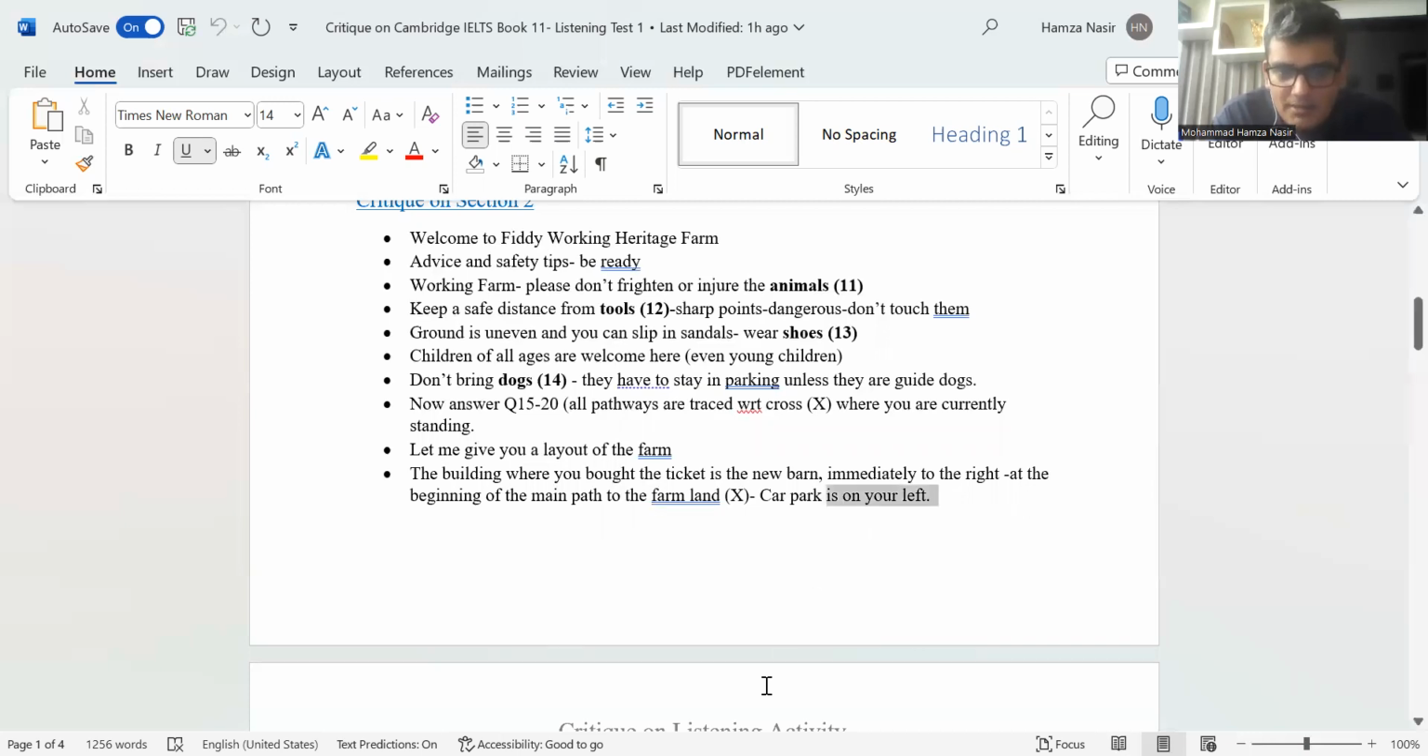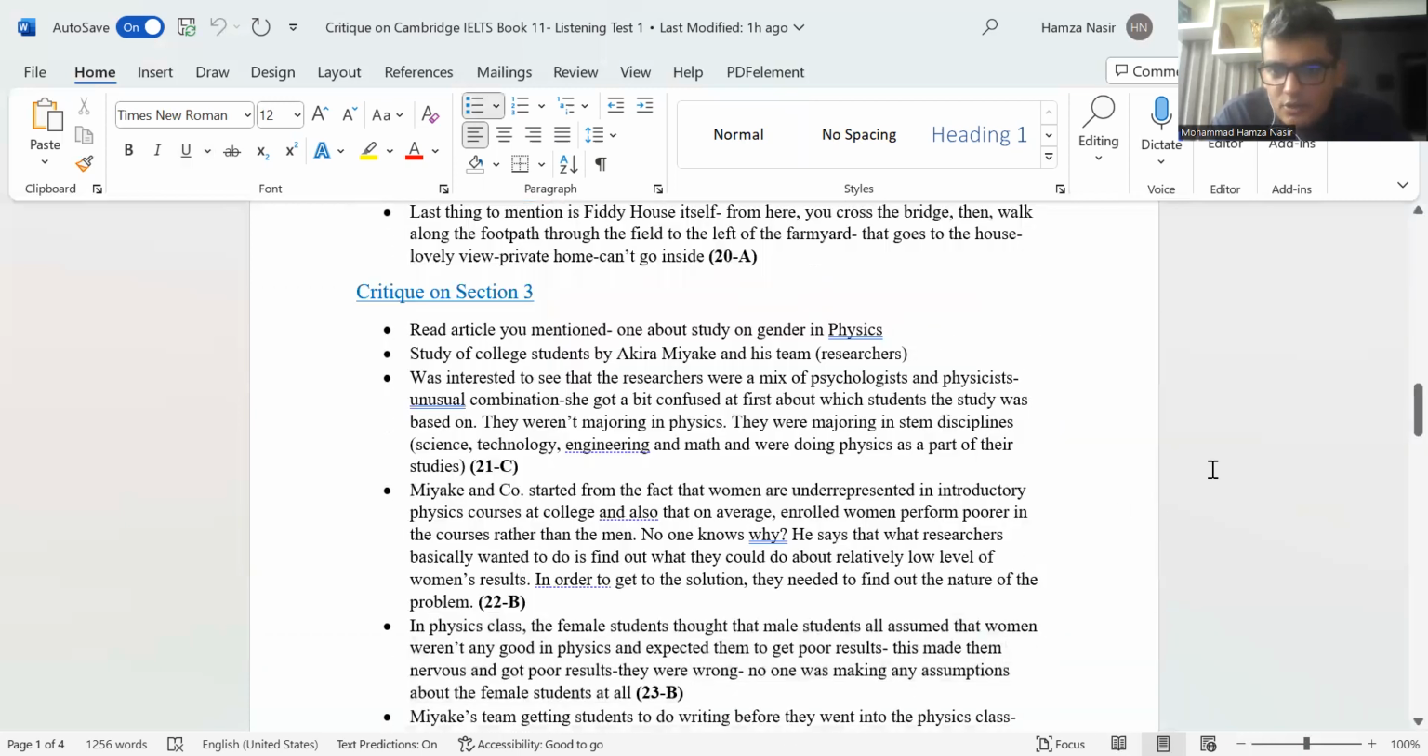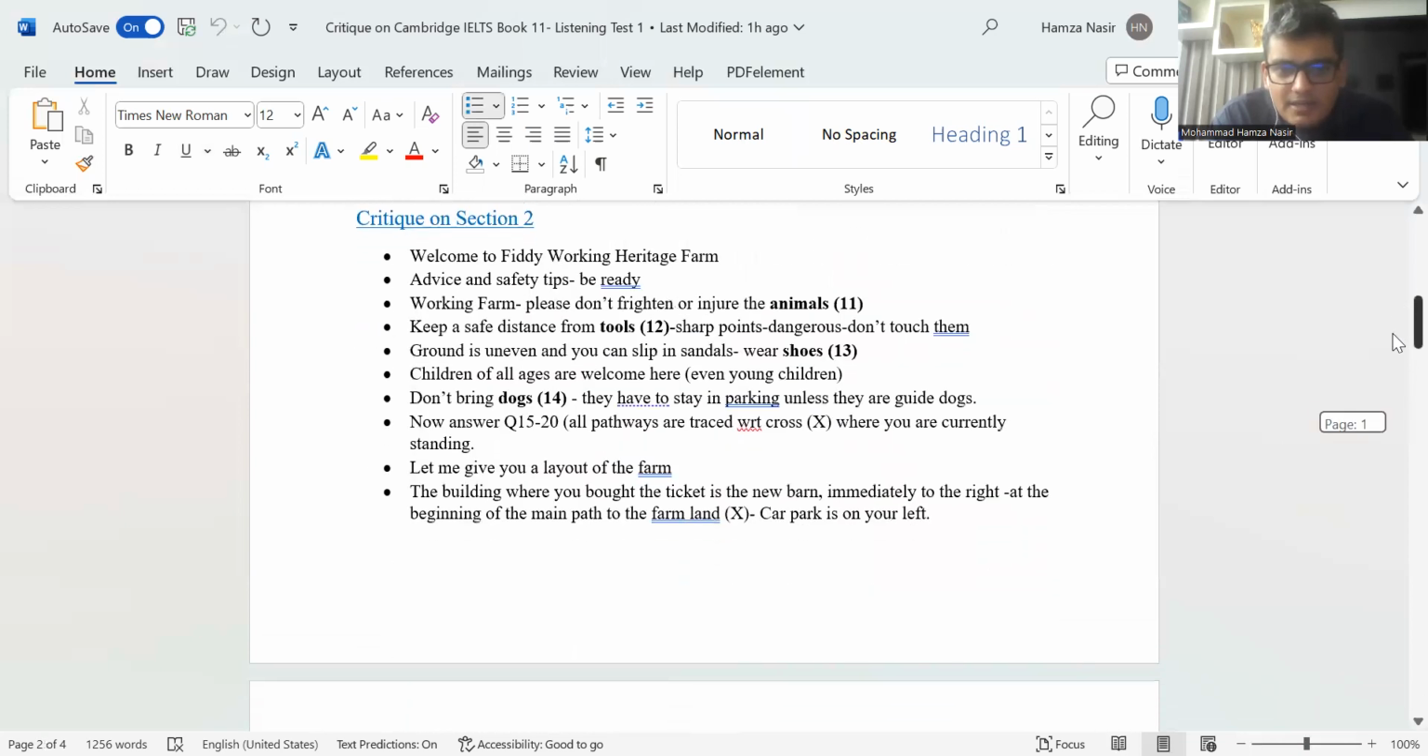The building where you bought the ticket is the new barn immediately to the right, at the beginning of the main path to the farmland, and the car park is on your left.